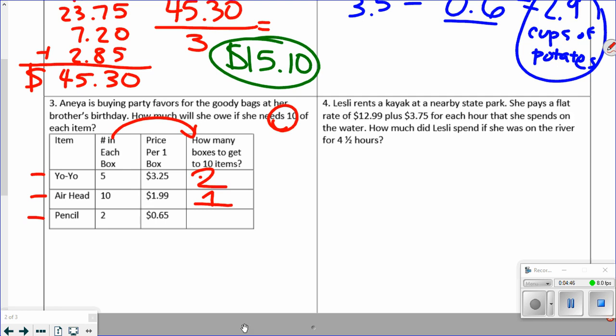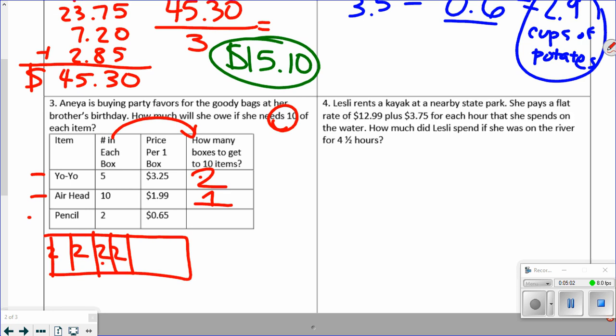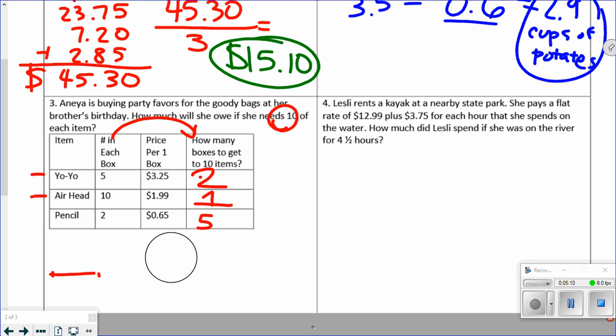And then there's pencils. We have 2 pencils per box. So I'm just going to draw this out. You don't need to. In my first box of pencils, I've got 2. In my second box, I've got 2. In my third box, I've got 2. Fourth box, I have 2. So let's see how much that is: 2, 4, 6, 8. So I need 2 more, and that's 10. So I need 1 box, 2 box, 3 box, 4 box, 5 boxes to get to 10 pencils. So that's your first thing, figuring out how many of each box you need.